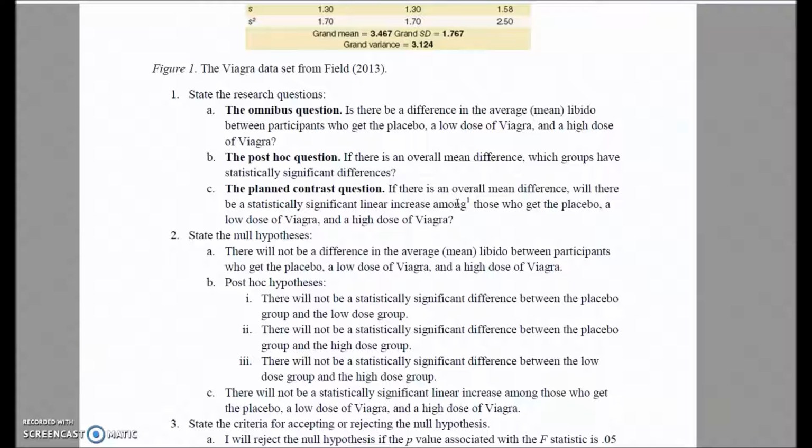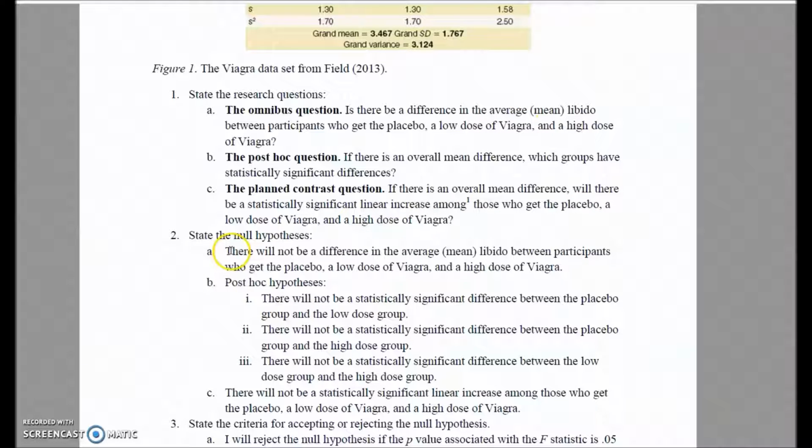So once again, I have my research question, I have a post hoc, I have a planned contrast. Most often researchers do post hoc tests because they don't plan for a difference. And that is what you will probably also be doing: if you end up doing an ANOVA, you will be doing a post hoc test. But here is what a planned contrast looks like.